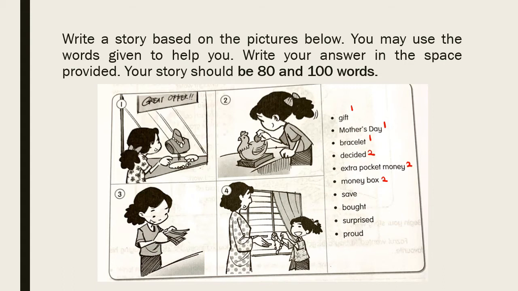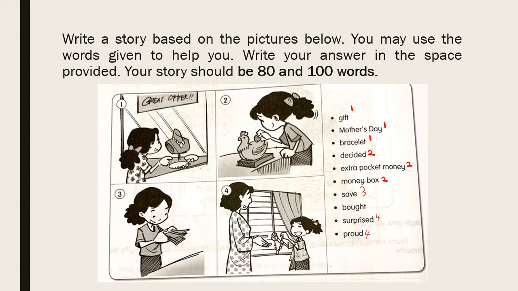Okay, ni gambar nombor 3. Ni juga gambar nombor 3. What akan buat dia? Okay, ni gambar 3. Bawa juga gambar nombor 3. Bought is also picture number 3. I just put it in this picture. Surprise, picture number 4. Proud, picture number 4. Okay. So you already bahagikan semua perkataan ni untuk gambar dia.